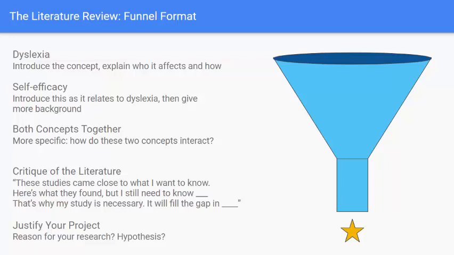Then the narrower part of the funnel is the critique of the literature. The author is going to identify, well, here are some studies that came close to what I want to know. Here's what they found, but I still need to know fill in the blank. That's why my study is necessary. It will fill in this gap I identified in fill in the blank. And then finally, at the end, the authors will justify their project. They will explain why their research was necessary and maybe present a hypothesis.